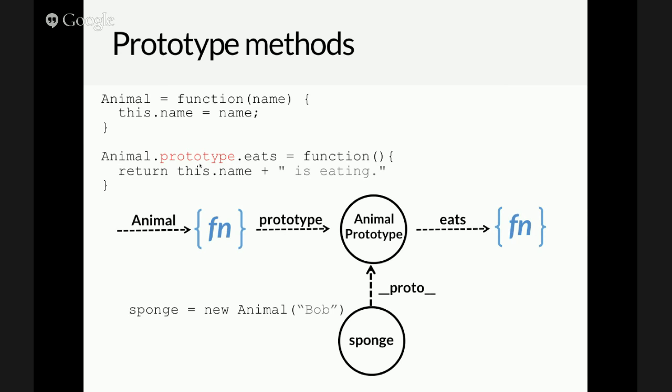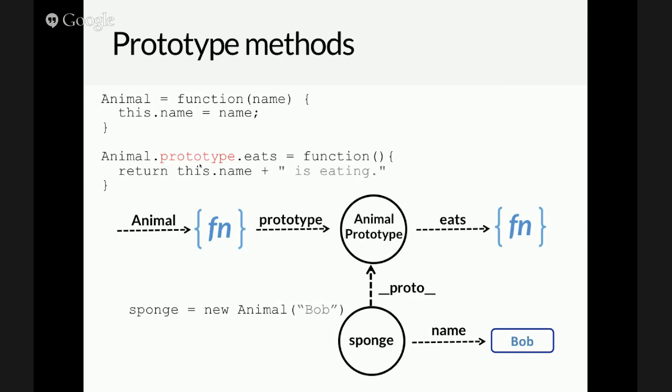One of the things the new keyword will also do for us is it's going to invoke the constructor. We're saying new animal and then open close parens. We're calling a method. It's going to invoke our animal function, but this, inside of that function, is going to point to sponge. So when it runs, when it says this.name equals name, this will be sponge. It'll say sponge.name equals Bob, because that's the argument we've passed in.